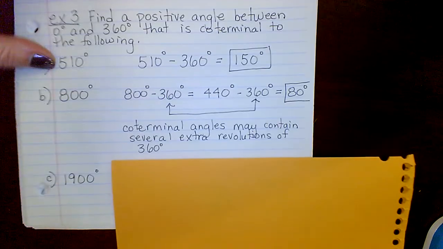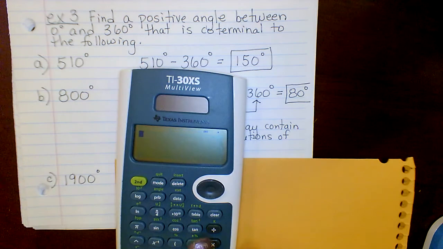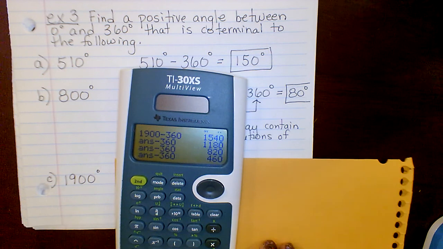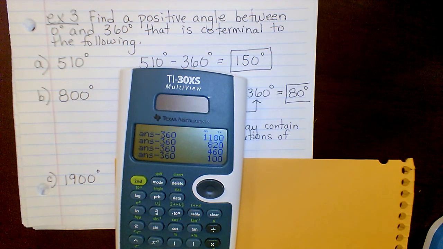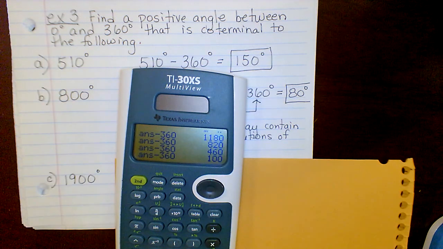So with that in mind, what is a positive angle between 0 and 360 that's coterminal to 1900? All right, so 1900 minus 360, oh, too big, minus 360, minus 360. Okay, how do we know when to stop? I'm just going to keep going until I get an answer that's between 0 and 360. And I eventually got that with 100.